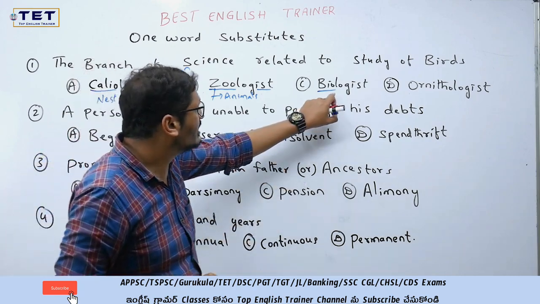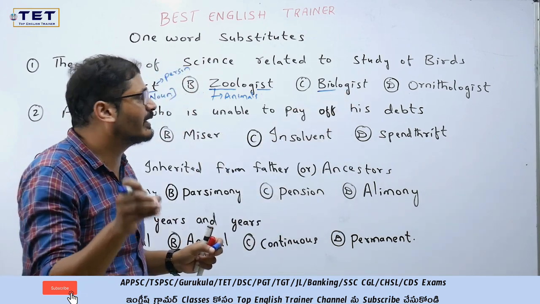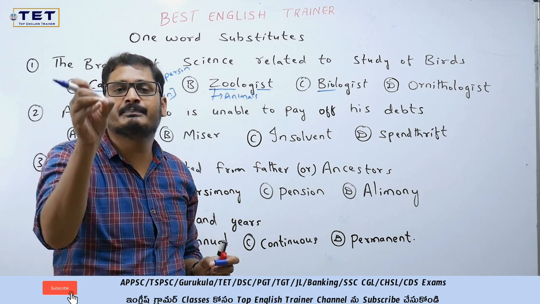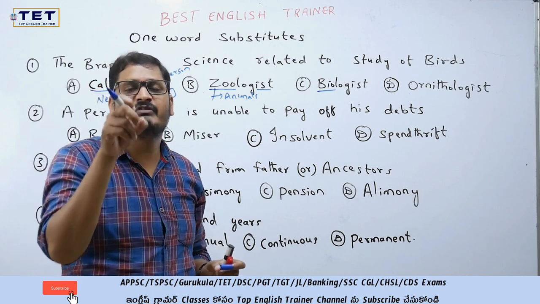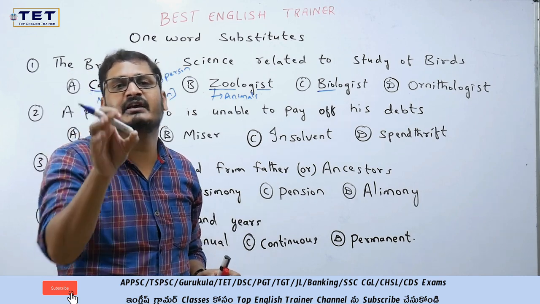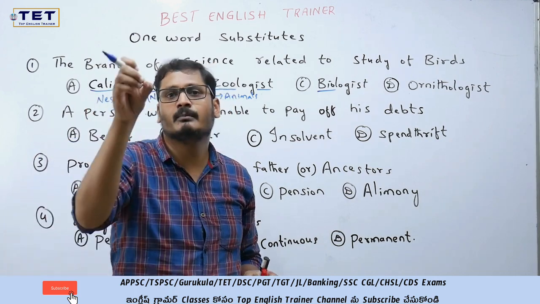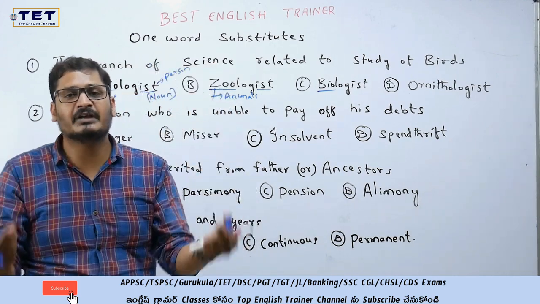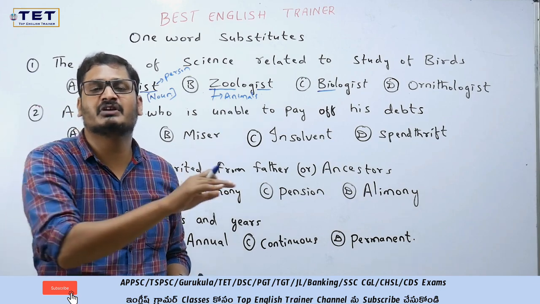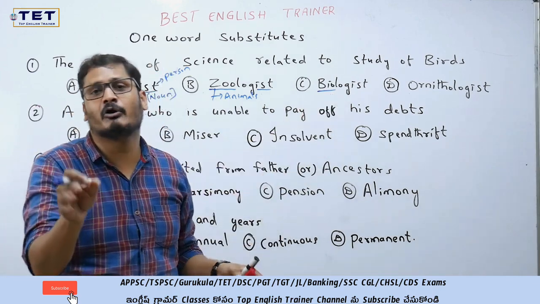Okay. Now, I said biologist. Now, what is this biologist? Biologist is a person who is well versed with the study of the living things. That means in that living things, animals would come, birds would come, plants would come, bacteria, virus, everything would come. That's altogether the biologist, right?